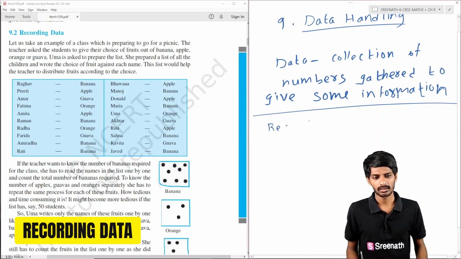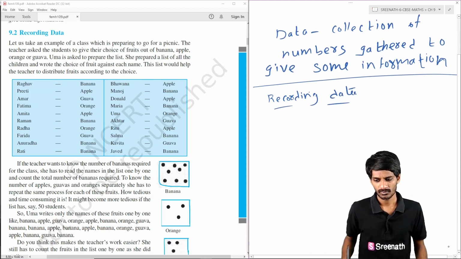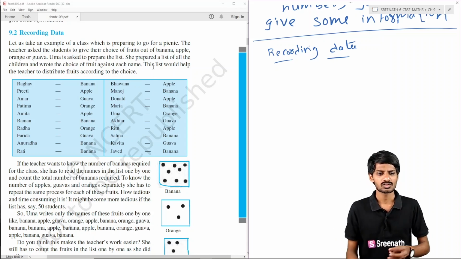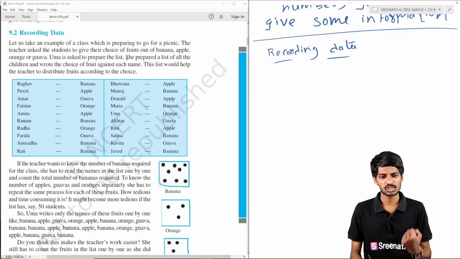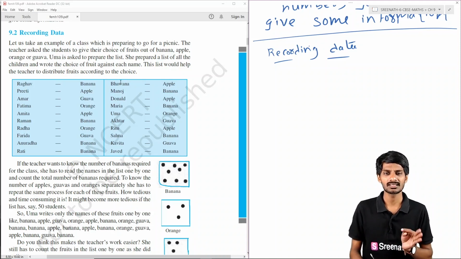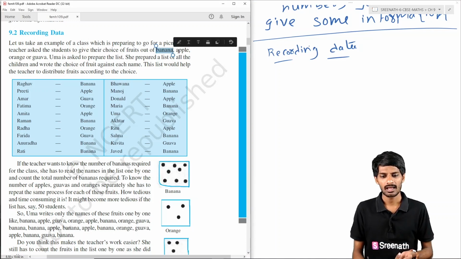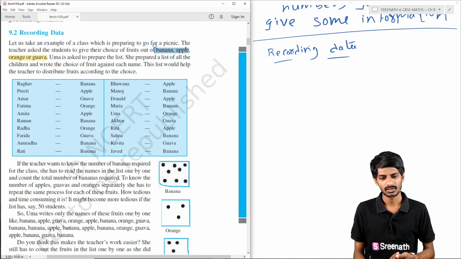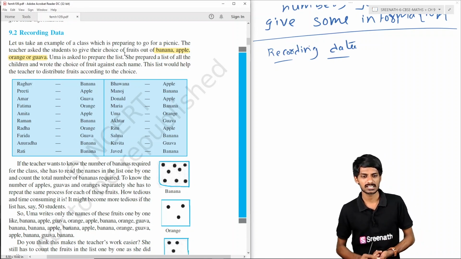How do we record data? So students, here there is an example. There is a class which is going for a picnic, and their teacher asked their choice of fruits out of banana, apple, orange and guava. Out of these fruits, what is their choice?